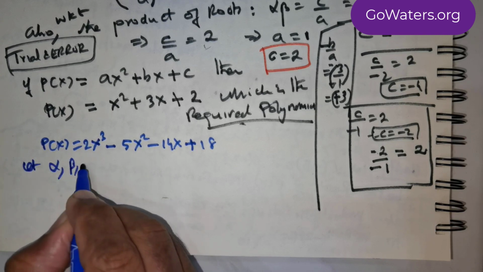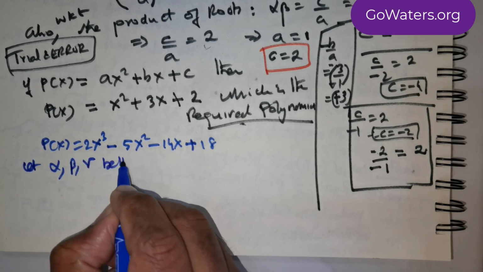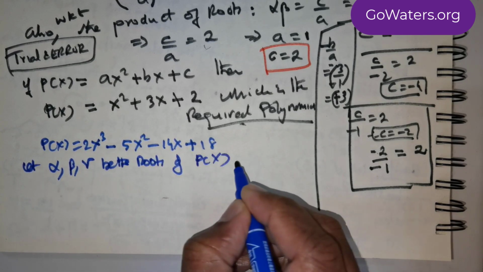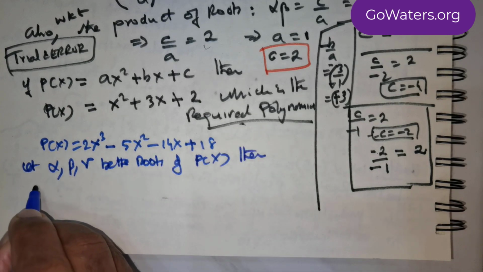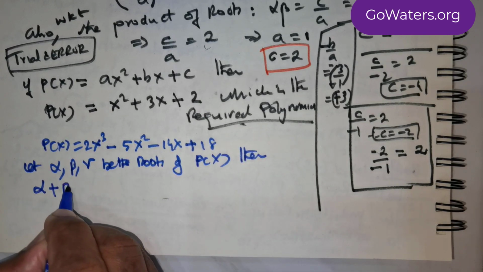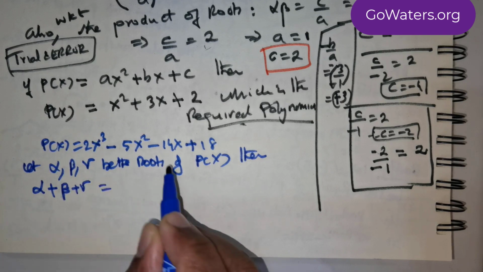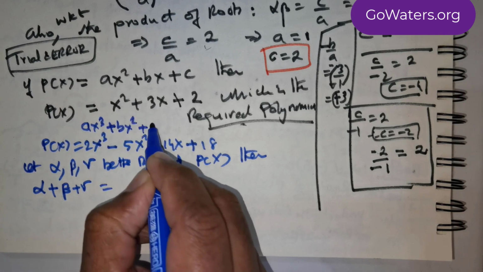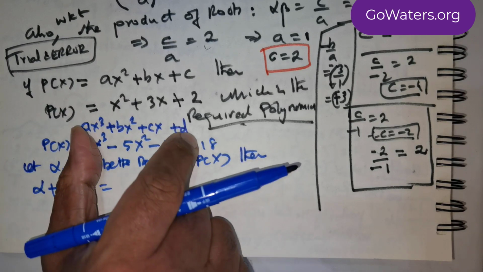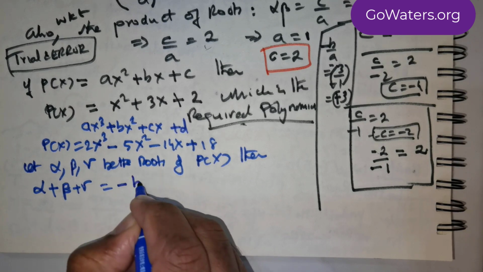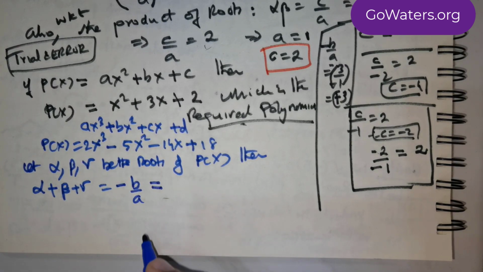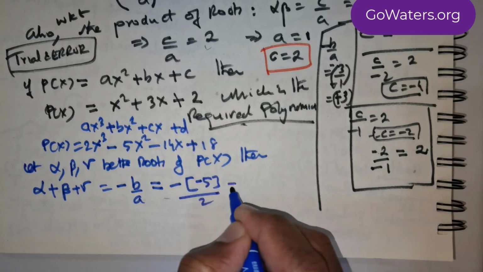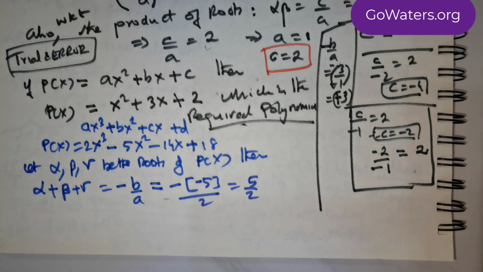So I'm going to state it here. Let alpha comma beta comma gamma be the roots of P of x. Then sum of the roots, I'm writing it like this, alpha positive beta positive gamma is equal to, now this is of the form ax to the power of 3 positive bx squared positive cx positive d. So this is the form we will be comparing. So this is equal to negative b over a. In this case it's going to be negative of negative 5. My a is 2, so this is going to be 5 over 2. So have that in mind.